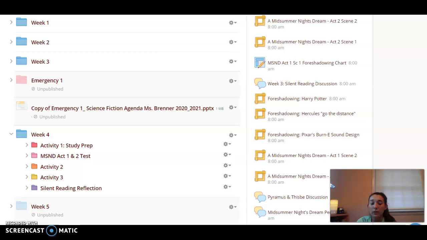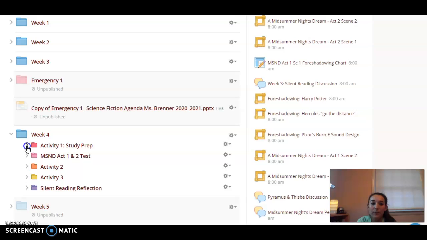This is going to be our week 4 agenda. Typically, I would ask that you go in order of the different activities in the folder. However, for these first two folders, this first folder is study prep for your test, and then this folder contains your test. So do not feel that you have to do these first two things first in the week. You can work on studying throughout the week and then take your test.